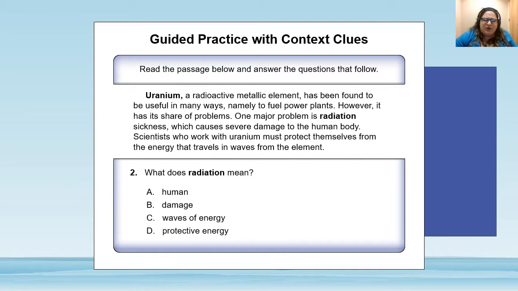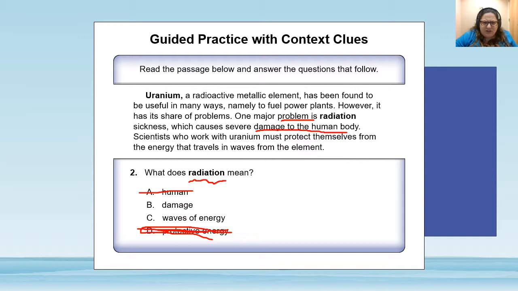Same passage, different question. What does radiation mean? It's some sort of a problem. So we know that it's a problem, so it's not a good thing. It's causing damage. Radiation sickness. It's not protecting us because it's making us sick. So we can get rid of that one.